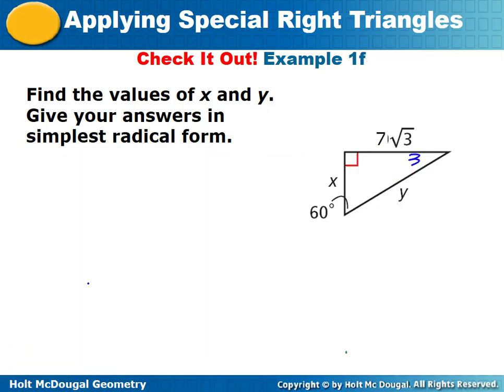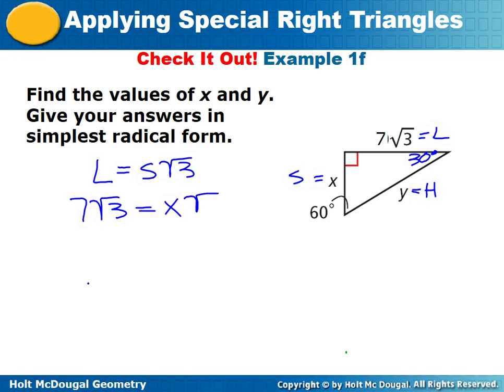This one will be 30 because the angle down here is 60. We know that across from the 60 is our long leg. This would be our short leg. This would be equal to our hypotenuse. We have the long leg this time. That's s square root of 3. Going to put 7 square root of 3 is equal to x square root of 3.